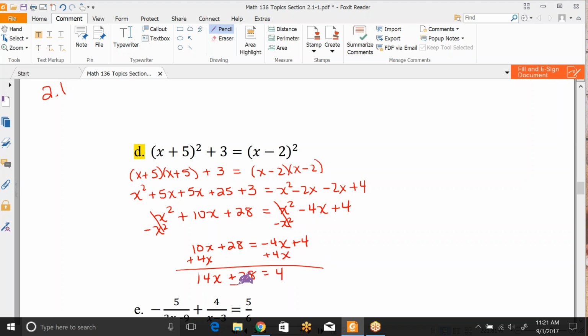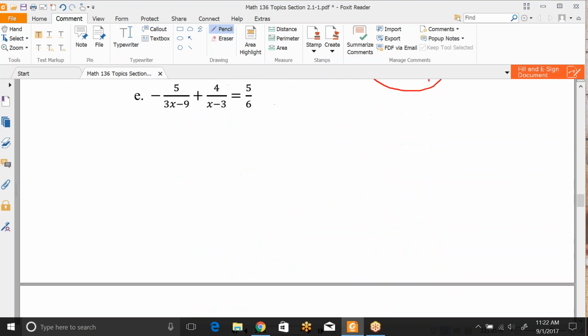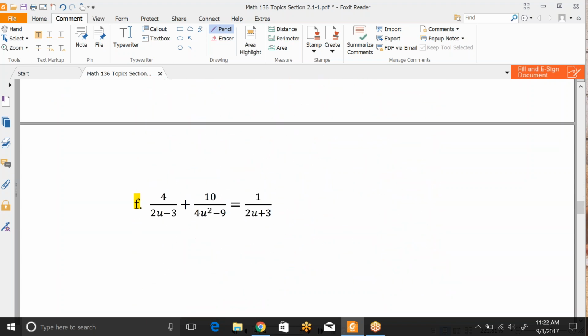To get the x by itself, we need to move the 28 over. So we have 14x equals 4 minus 28 would be negative 24. And then divide both sides by 14. Now that is a fraction, and we leave it as a fraction, but we reduce it. So divide them both by 2, you get negative 12 over 7. We did part E in class, so let's look at part F.